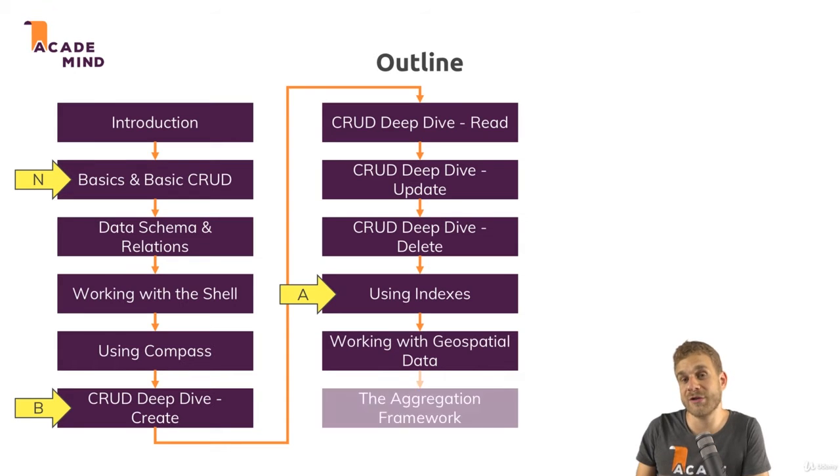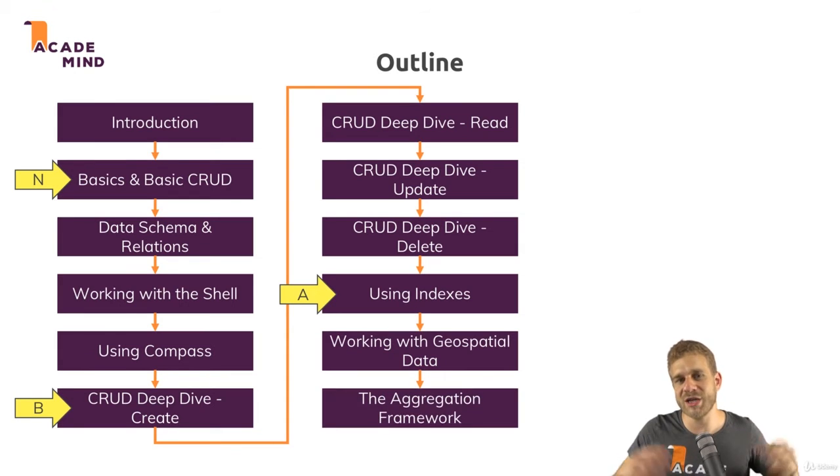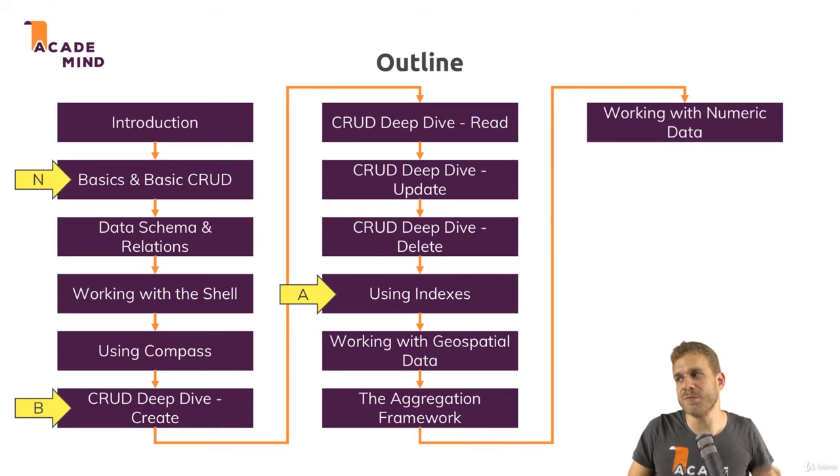Now, thereafter, we'll have a look at the aggregation framework, which is a more powerful way of retrieving data from your database, and you will learn how you can use that and how you can build complex aggregation pipelines with the help of MongoDB. It's then time to work with a special kind of data, numeric data. I will teach you how to work with different kinds of numbers and what's special about that in MongoDB.